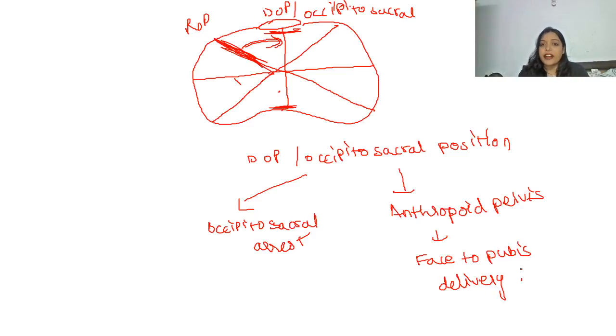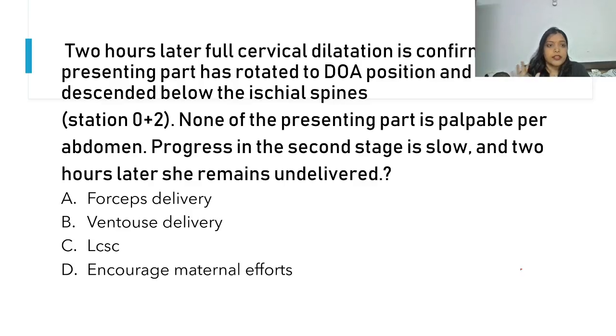Now the first question, you were correct telling that you have to wait and watch for that woman. Same patient, I'm going to continue with the next question. With this basic knowledge, I want you to answer the next question. 2 hours later, full cervical dilatation is confirmed. The presenting part has rotated to direct occipito anterior position and descended below the ischial spine. None of the presenting part is palpable per abdomen. Progress in the second stage is slow. 2 hours later, she remains undelivered. What do you want to do for her?